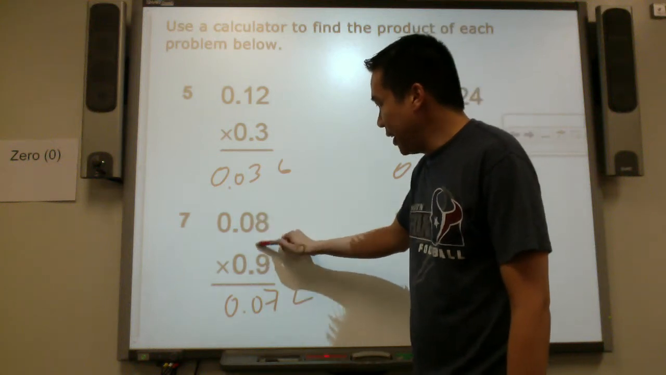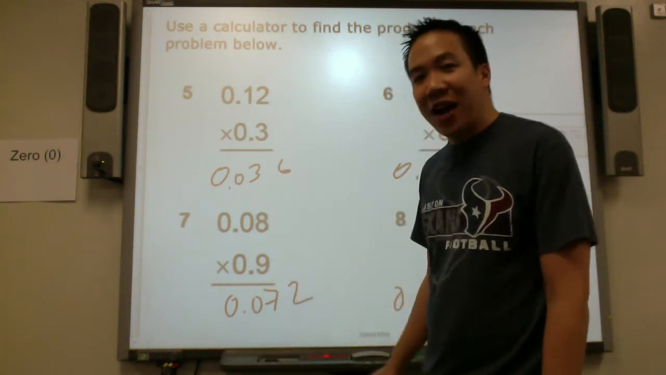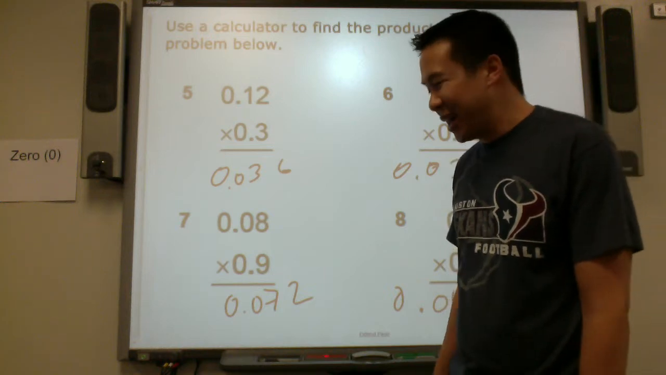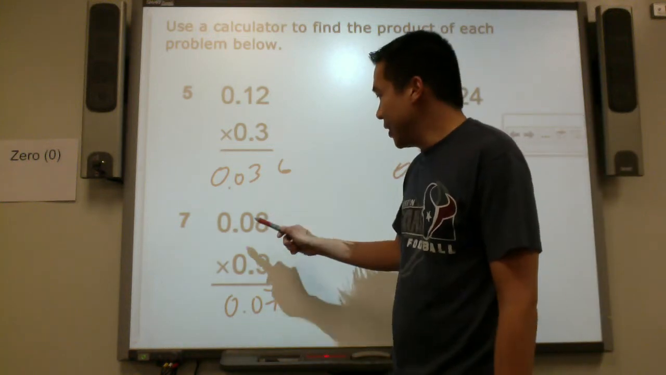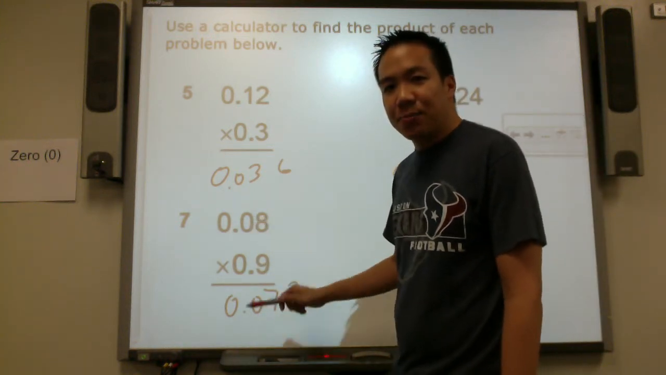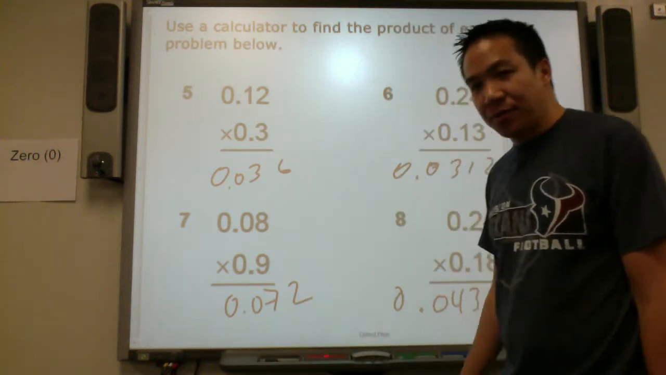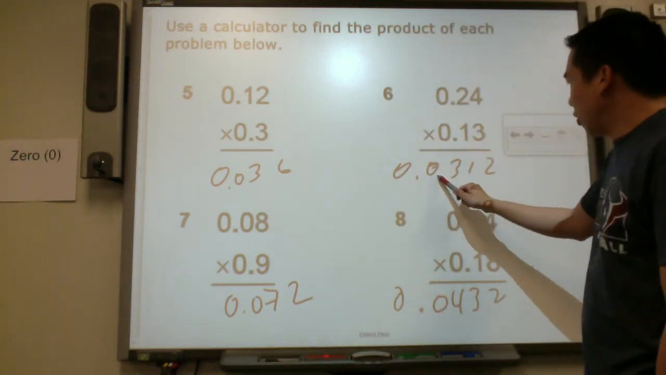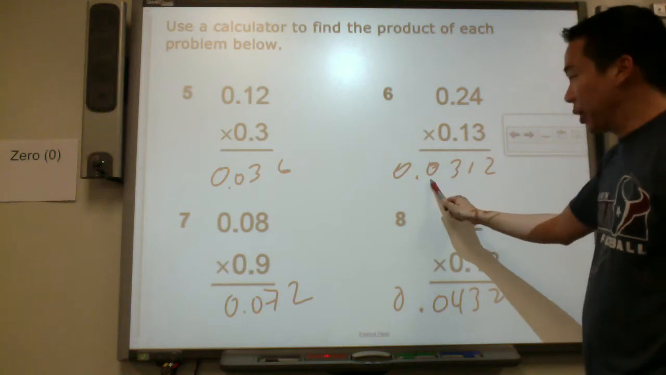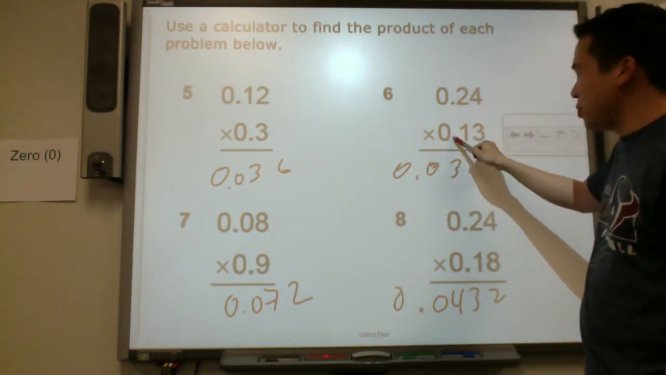There are 3 numbers behind the decimal. In my product, there are 3 numbers behind the decimal. Another way to think about it is, this is the hundredths place, this is the tenths place, 100 times 10 is the thousandths place. Next one. There are 4 numbers behind the decimal point. Here, are there 4 numbers behind the decimal point?